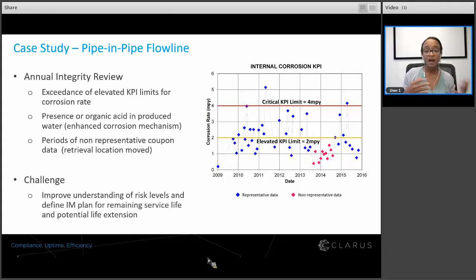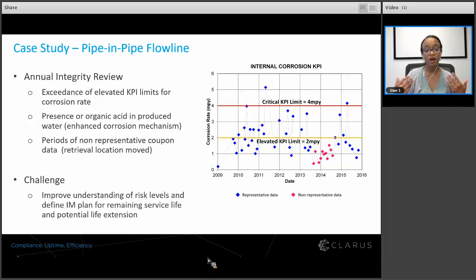Furthermore, during annual integrity reviews, we started to observe exceedance of elevated KPI limits for corrosion rates. So we were sometimes exceeding the elevated KPI limit, sometimes exceeding the critical KPI limit of 4 mils per year. We also observed the presence of organic acids in the produced water, which was not a design assumption. It wasn't identified during the design stage. So that was a change in production chemistry that led to an enhanced corrosion mechanism.